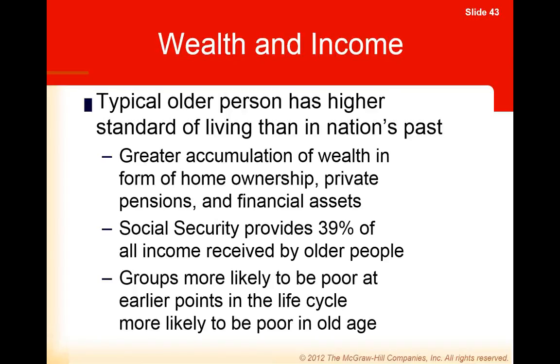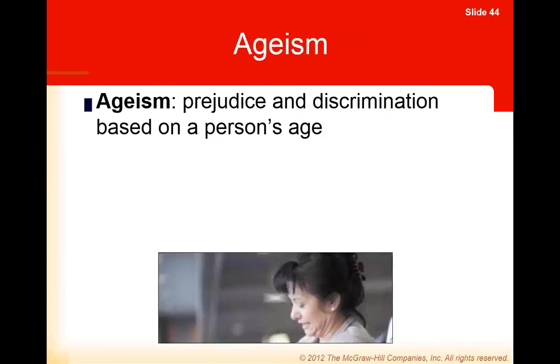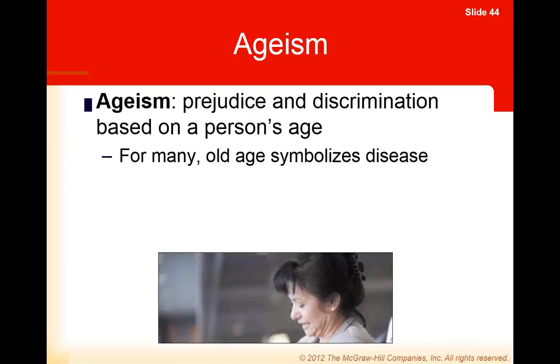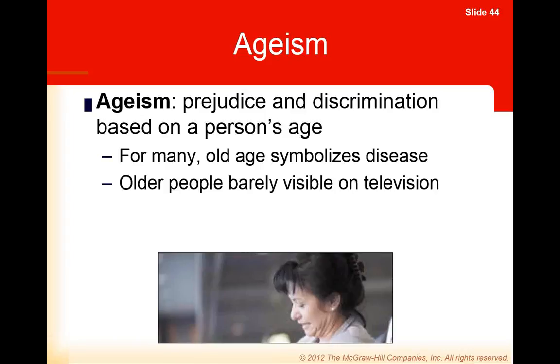Poverty tends to kind of follow through. So if you were poor as a child and as an adult, you're more likely to be poor in old age. Discrimination. Ageism was a term coined by Robert Butler, the physician, which is prejudice and discrimination based on a person's age. So ageism, as it gets practiced in the U.S., is prejudice and discrimination against the elderly.